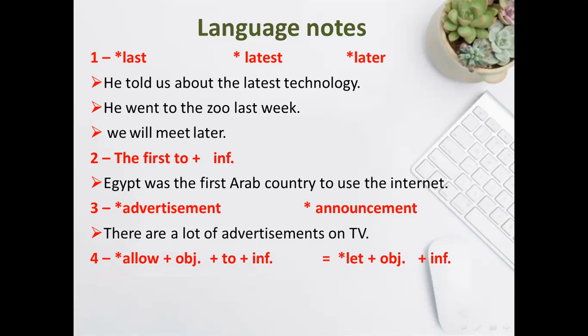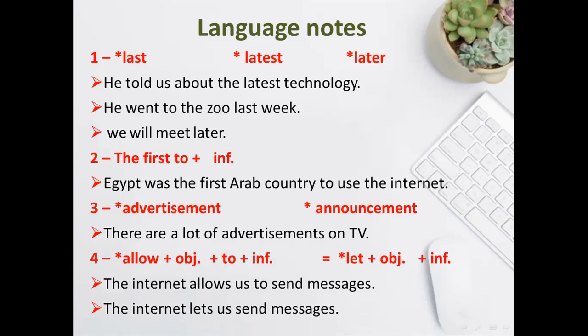Number 4, allow object plus to plus the infinitive, let object plus the infinitive. Allow and let have the same meaning, but with allow we use to, and we don't use to with let. The internet allows us to send message. The internet lets us send, not to send. With let, we don't use to.